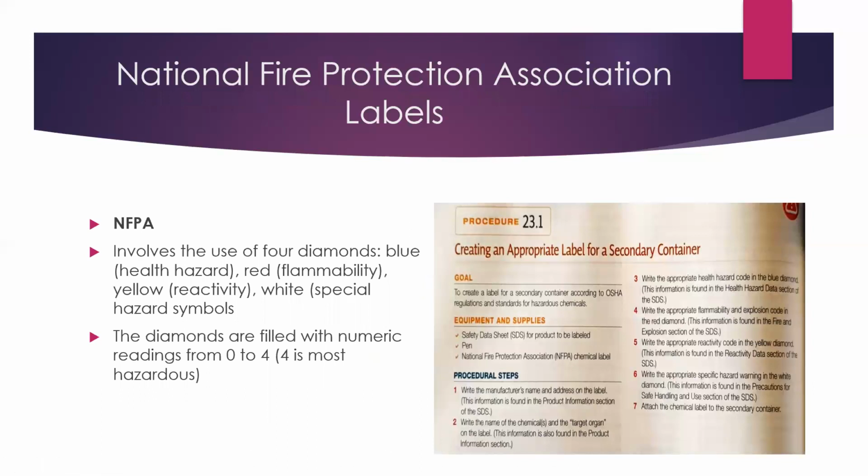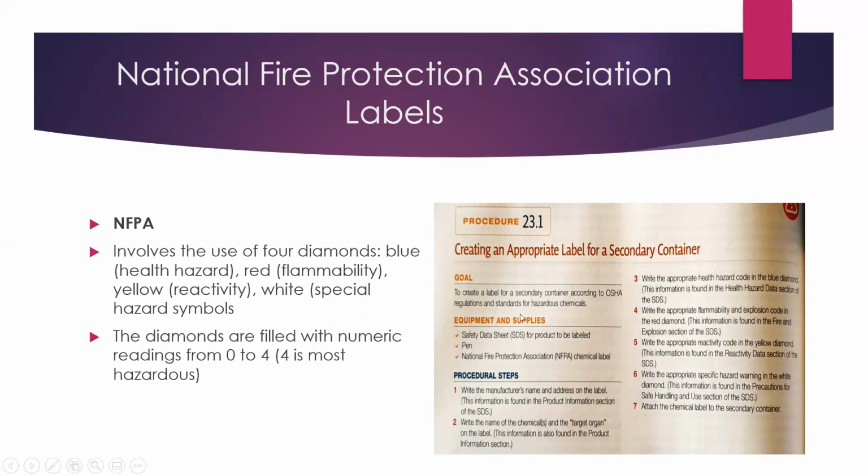The National Fire Protection Association labels, otherwise abbreviated as the NFPA, involve the use of 4 diamonds: blue, which is for health hazard, red for flammability, yellow for reactivity, and white for special hazard symbols. The diamonds are filled with numeric readings from 0 to 4, with 4 being the most hazardous. And you'll see to the right, there is a procedure 23-1 in creating an appropriate label for a secondary container.